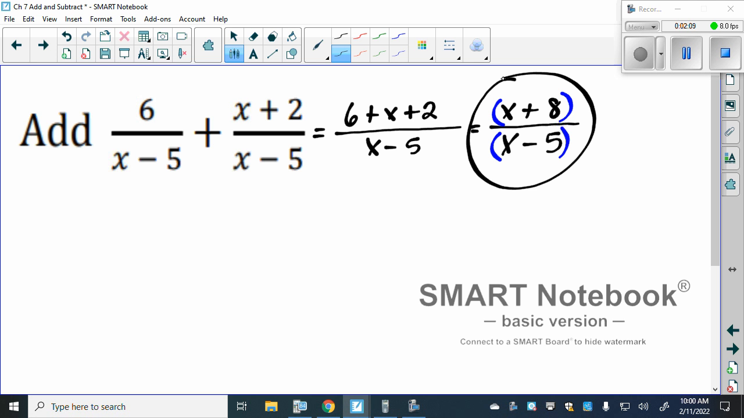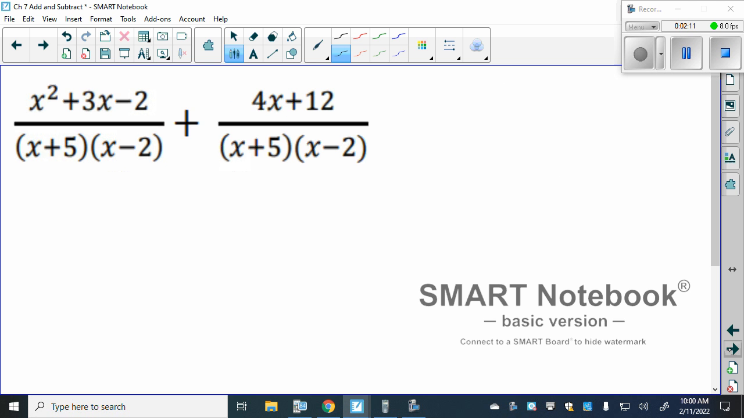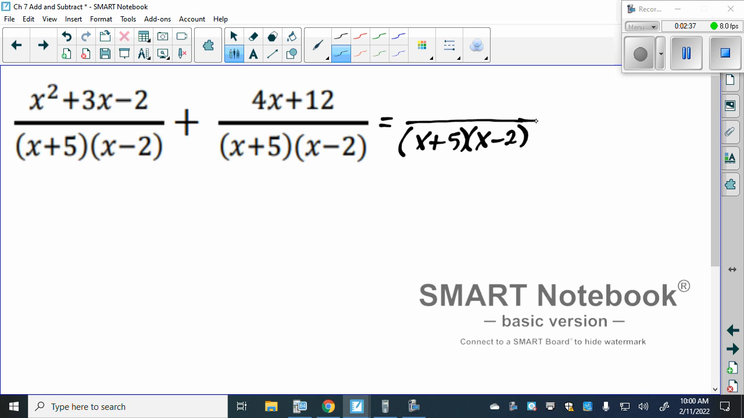Questions on this here? Let's look at the next one. Now, again, luckily for us, they did factor the denominators to x plus 5 and x minus 2, but they are both the exact same thing. So that means we can add the numerators. And if we add the numerators, we're just adding, so we can go on and combine like terms.